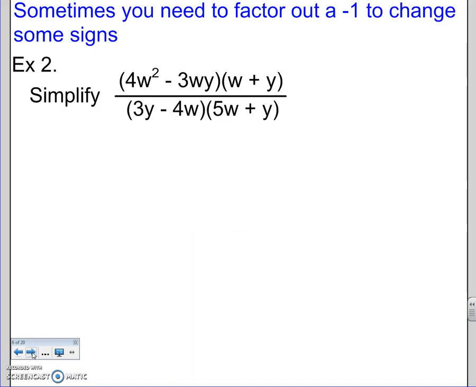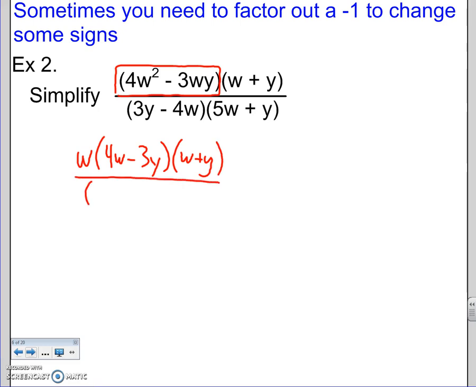All right, sometimes you have to factor out a negative one to change some signs. So same steps here. First, factor each part. That first part right here has a GCF. I can take out a w. If I take out w, what's left would be 4w minus 3y. This other thing stays the same. This bottom doesn't have a GCF. It stays the same. And that stays the same. All right. So we've finished factoring.